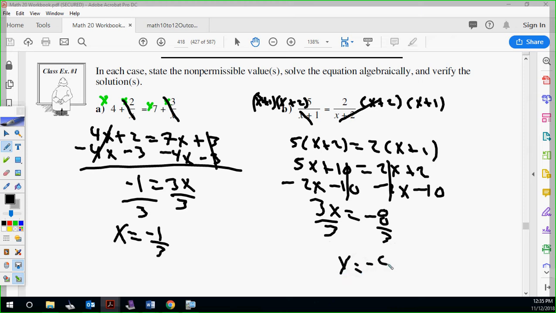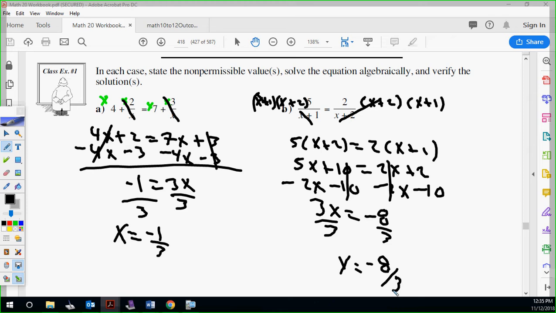X equals negative 8/3. And be aware, if you're doing rational equations, fractions are going to happen. Don't think, oh, it's not whole, I must have done something wrong. Test it. How do you test it? Put it in for x. If you put it in for x on both sides, you should get something true, like 4 equals 4. If not, then it doesn't work.